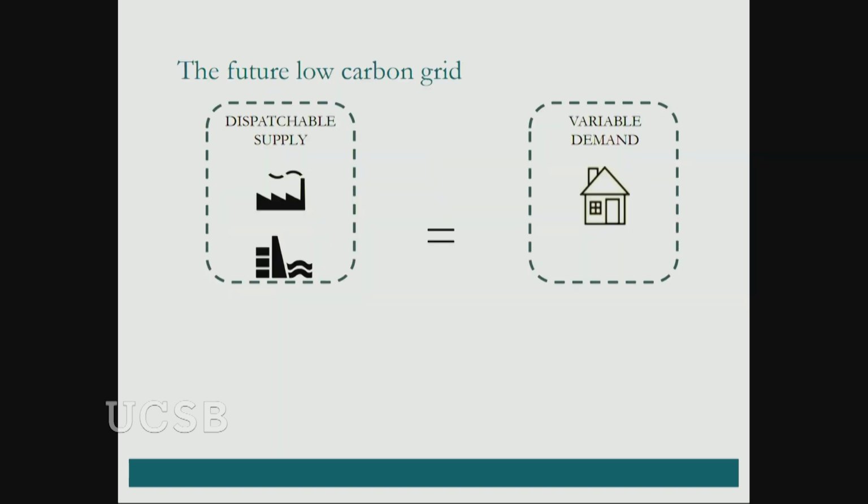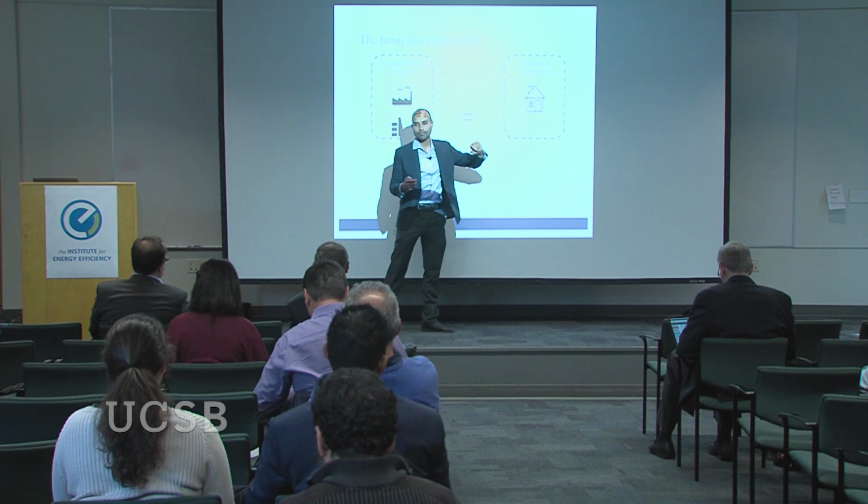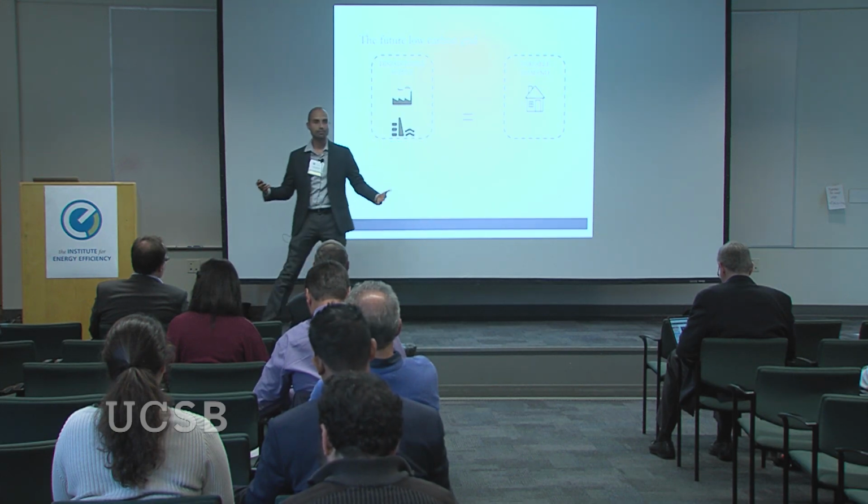So this may be preaching to the choir, but thinking about the entire low carbon grid, the way I look at it, and many of us probably do that, is the original grid was designed to have dispatchable supply. We had our coal and natural gas plants, our hydro plants, and we had variable demand, right? And it's matching that. So we have to have supply equal to demand.